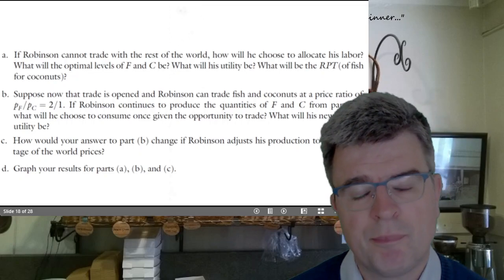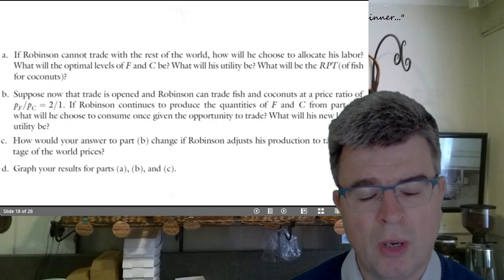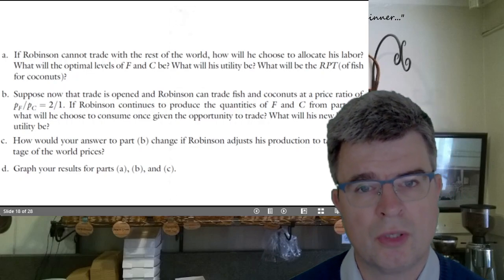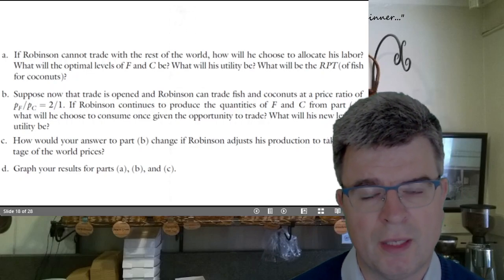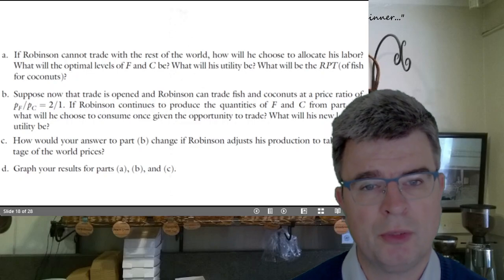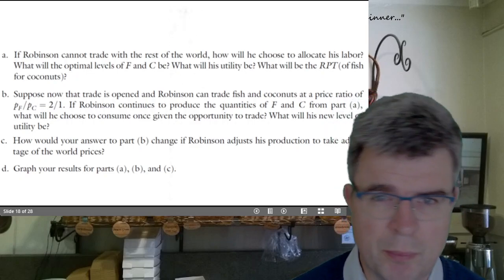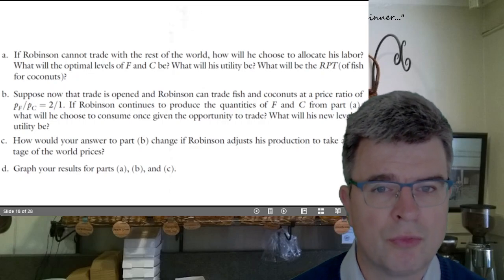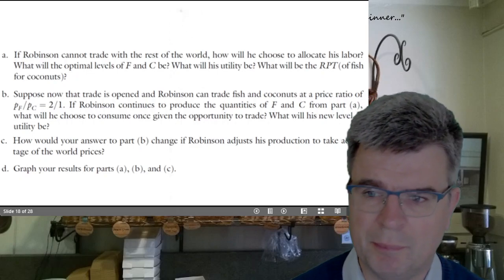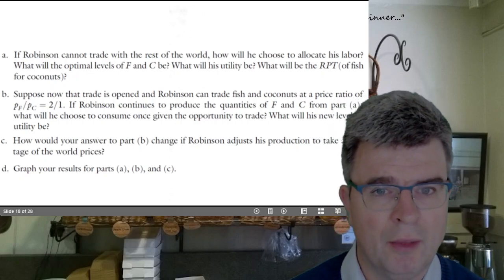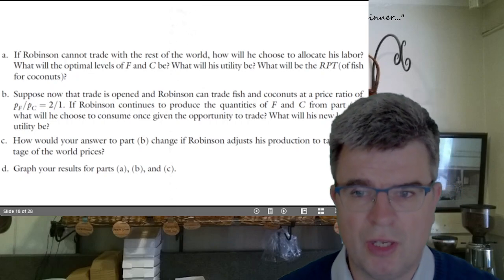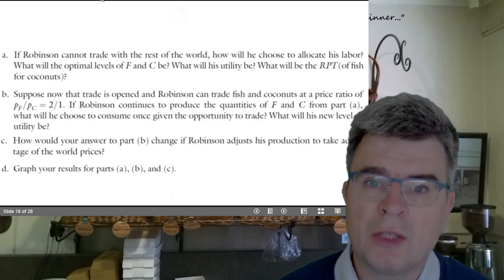And then in question C, we lift another constraint, so we also allow Robinson to adjust his production of coconuts and fish compared to the levels in question A and B. So it's even more flexible here. And what you will see is that if we move from question A to B to C, the utility of Robinson will increase. So trade turns out to be beneficial to him. And then question D, we are asked to graph the results of the preceding questions, but we will do this on the fly. Okay, we start with question A.